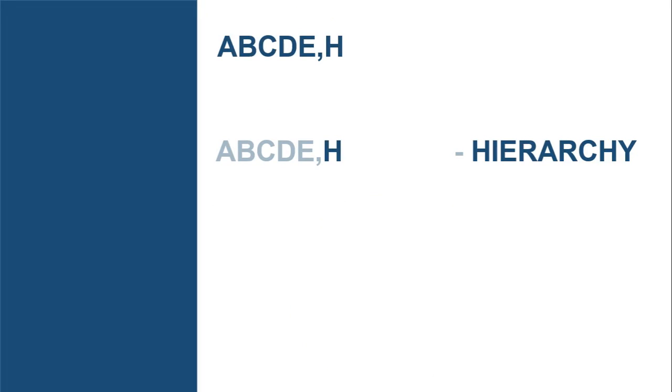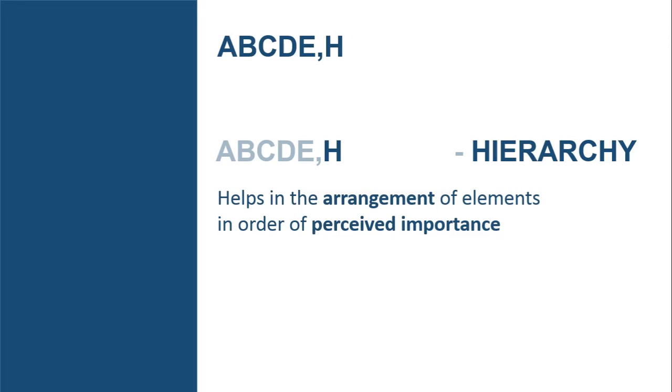The next thing I want to talk about is the H, which is the hierarchy. I know some of you might have said, what's the H? Actually, H stands for hierarchy. And this means the arrangement of elements in order of perceived importance. Now, I've talked about more important, less important, and least important. Well, the concept of hierarchy actually helps you to do this.